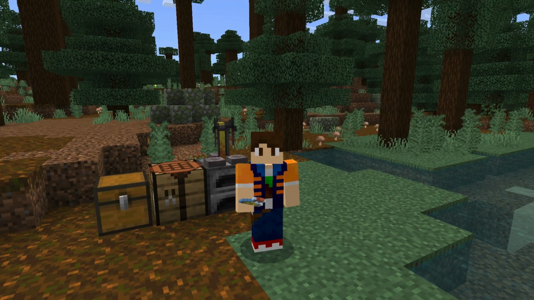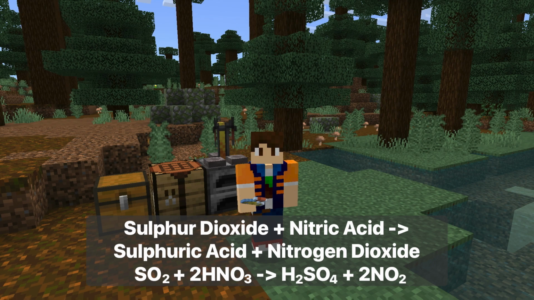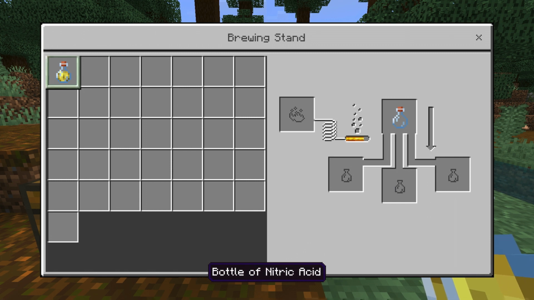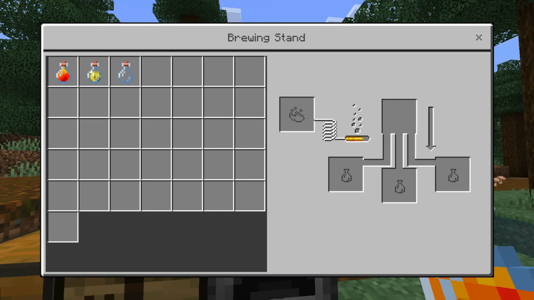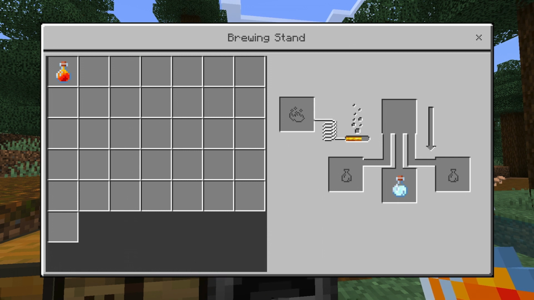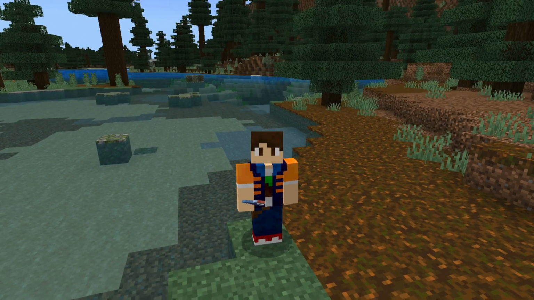With nitric acid, you can mix it with sulfur dioxide to get either sulfuric acid or nitrogen dioxide. This entirely depends on which way you put the two items, so if you were to put sulfur dioxide on top and nitric acid on the bottom, you get nitrogen dioxide. If you were to do it the other way, so nitric acid on top and sulfur dioxide on the bottom, you get sulfuric acid.